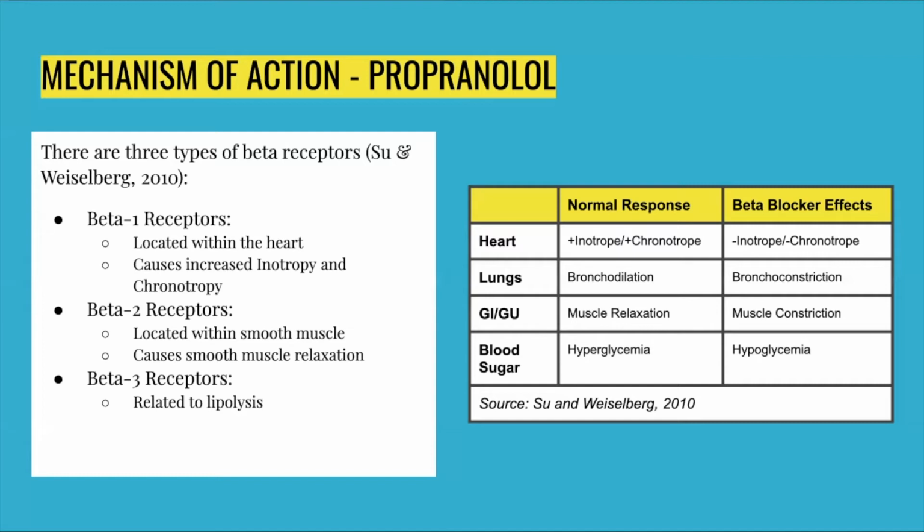Normally, beta stimulation would cause bronchodilation. However, with a beta blocker, as you see, the opposite effect is noted: bronchoconstriction. The other effects of beta blockers include muscle constriction for GI/GU, which basically means increased GI/GU motility, and we'll also see hypoglycemia as a potential effect of a beta blocker.